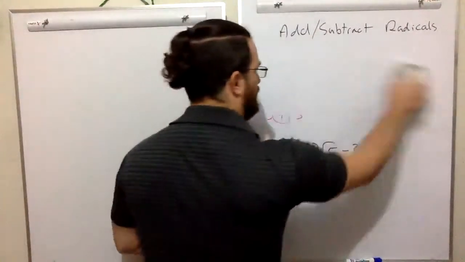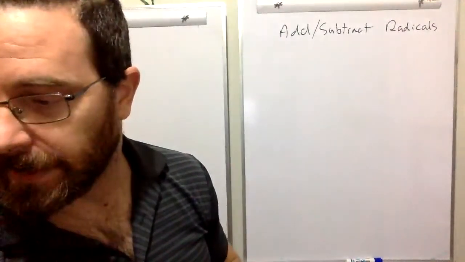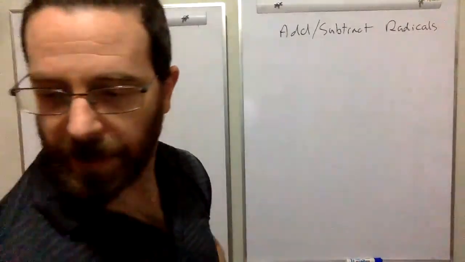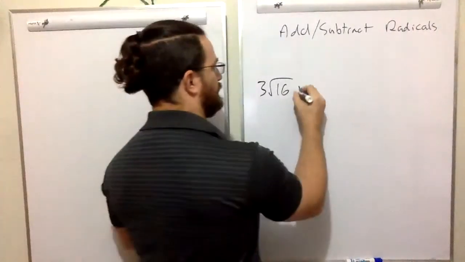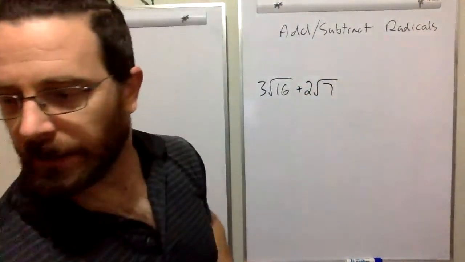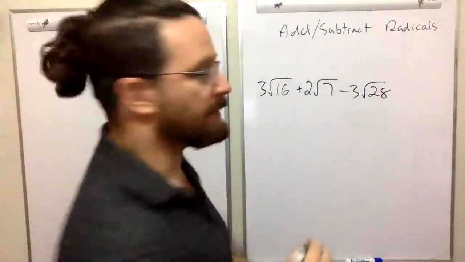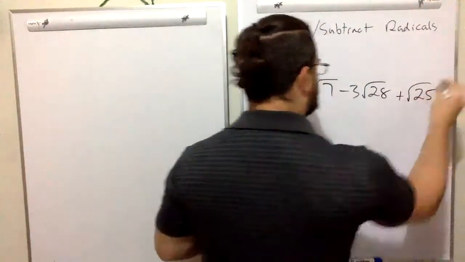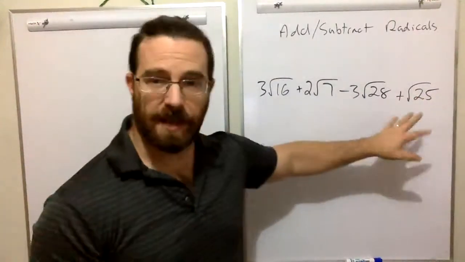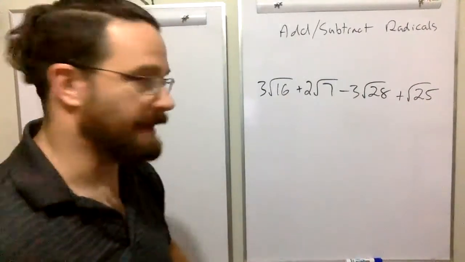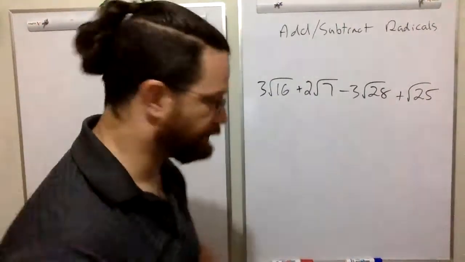One more together, and then you guys are going to do a couple on your own. So let's say I've got, let's say 3 radical 16 plus 2 radical 7 minus 3 radical 28 plus radical 25. Okay, so none of my radicals are the same yet. So let's start to simplify if we can. Remember, don't assume you can always simplify. Sometimes you can't, but if you can, you need to.